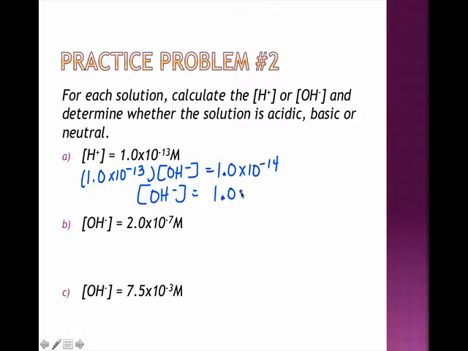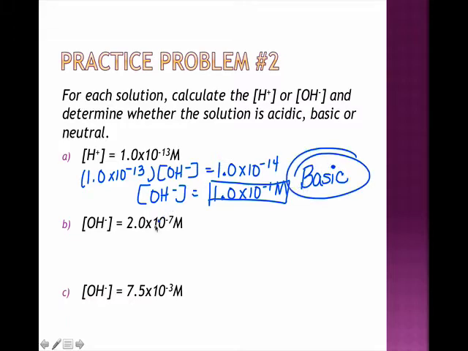When I divide both sides by 1 times 10 to the negative 13th, my hydroxide ion concentration comes out as 1.0 times 10 to the negative 1st molar. So there's your answer for this question right here. And then if I look, it says that the H plus is to the negative 13th, the OH is to the negative 1st. The OH is much bigger than the H plus, so this solution is basic. And you can go ahead and practice that with parts B and C using that formula.